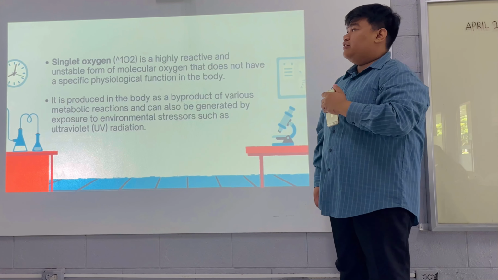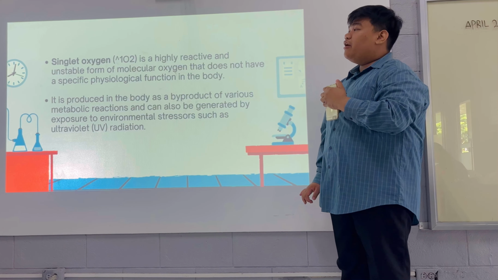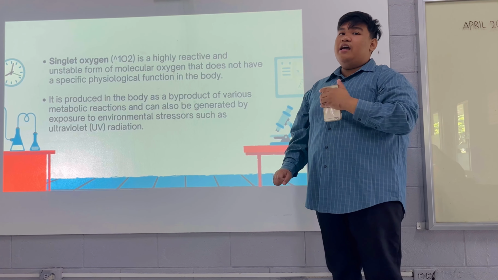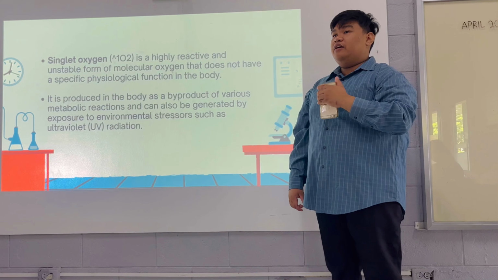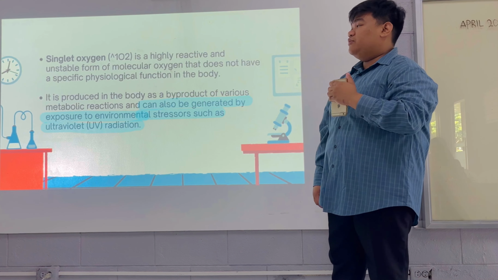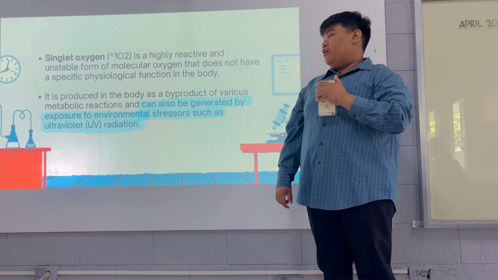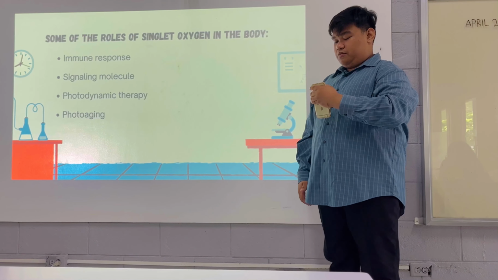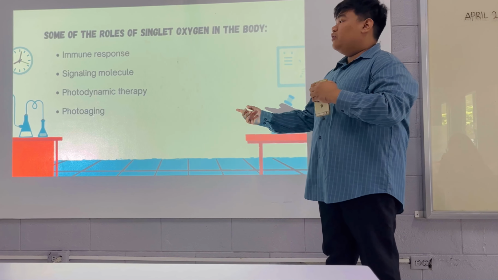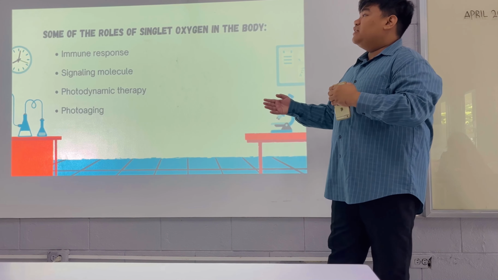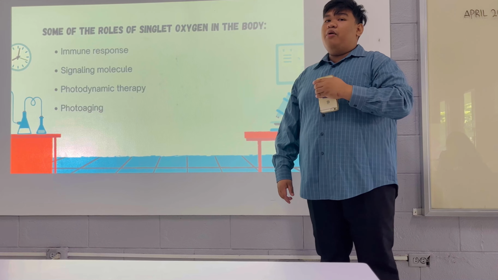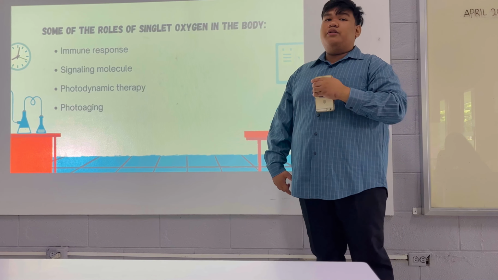Another one is singlet oxygen, or 1O2. It is also a highly reactive and unstable molecular oxygen that does not have any specific function in the body, just like the hydroxyl radical. It is a byproduct of various metabolic reactions and can also be generated by exposure to environmental stressors such as UV rays. The roles of singlet oxygen in the body are immune response, signaling molecule, photodynamic therapy, and photoaging. Singlet oxygen is mainly used as a signaling molecule produced by a stressor, which is the UV rays.